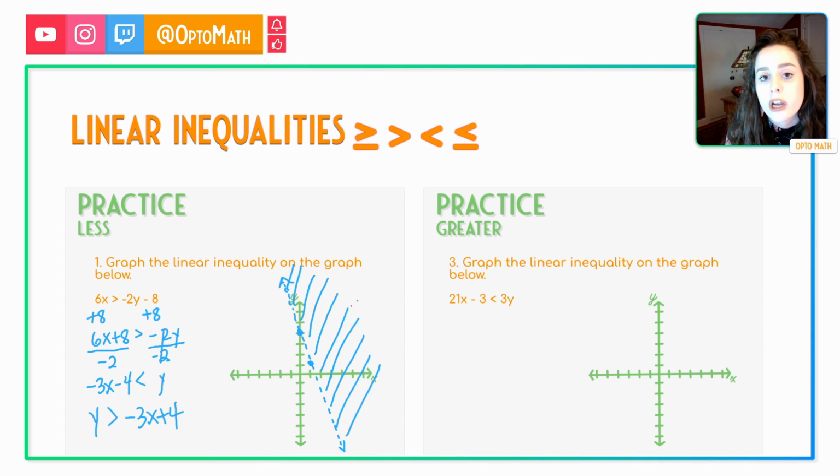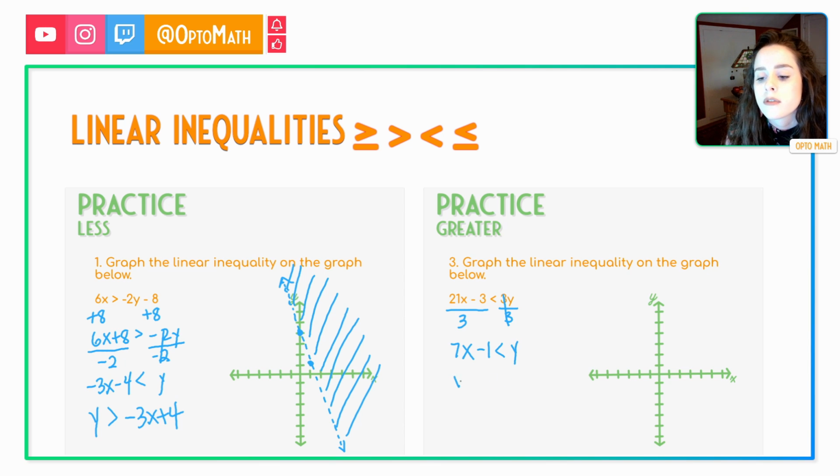Now we're looking at some greater than practice. Number 3, graph the linear inequality on the graph below. Let's solve for y. So we'll divide both sides by 3. 21x divided by 3 is 7x. And negative 3 divided by 3 is negative 1. We did not multiply or divide by negative, so our inequality symbol stays the same. And 3 divided by 3 is 1, so it's just a y.